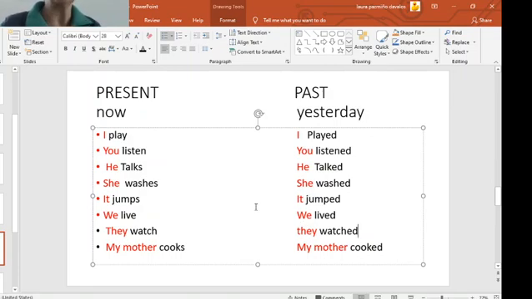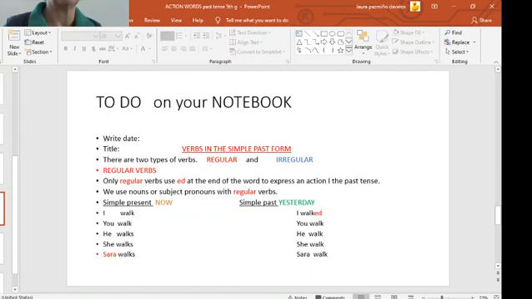Okay, after all this information, you're not going to do too much. We have to practice and practice. So what are we going to do right now? This is what you need to do. On your notebook, you write today's date, como siempre, date. Then you're going to write the title, verbs in the simple past form. Okay? Van a copiar exactamente esto.